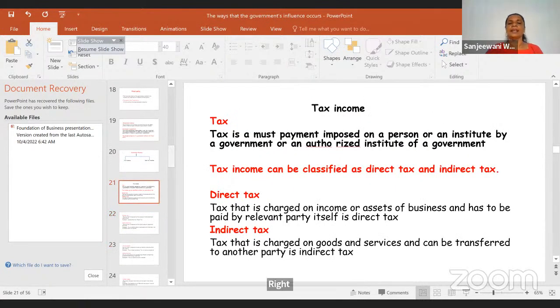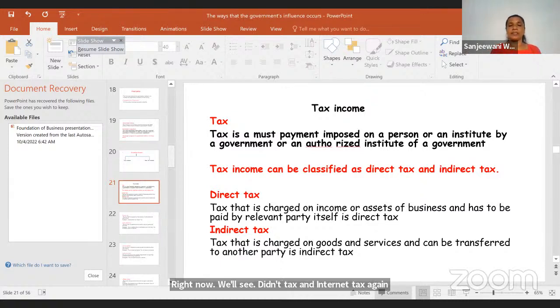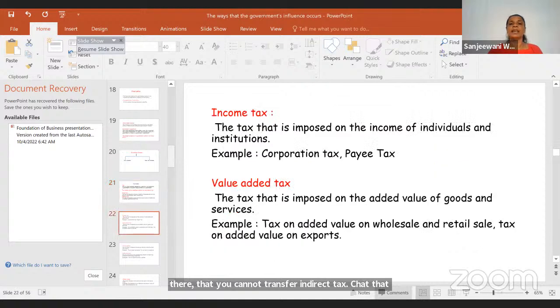Right, now we'll see direct tax and indirect tax. Again, what is the difference between direct and indirect tax? Direct tax is charged on income or assets, right, where you cannot transfer. Indirect tax is charged on goods and services and can be transferred. All right, so then what is income tax? Now, the tax that is imposed on the income of the individual and institute, that is income tax, right?